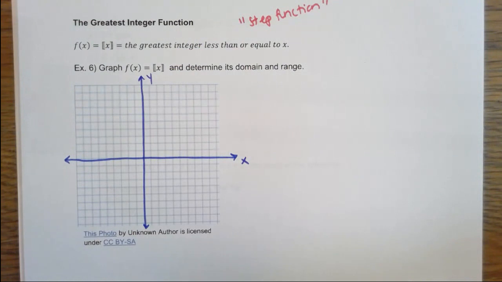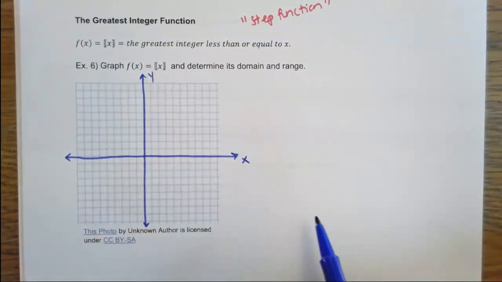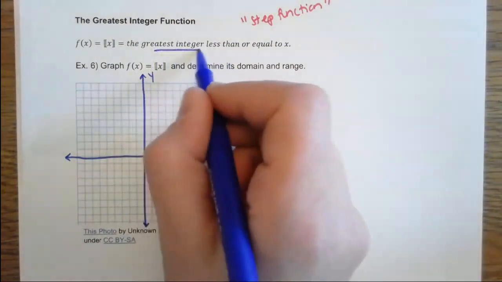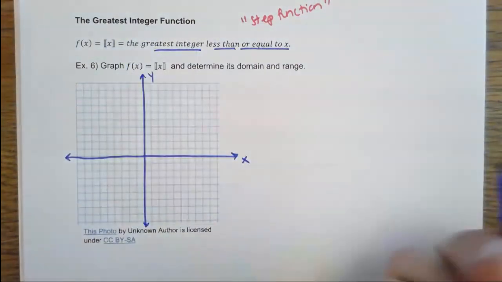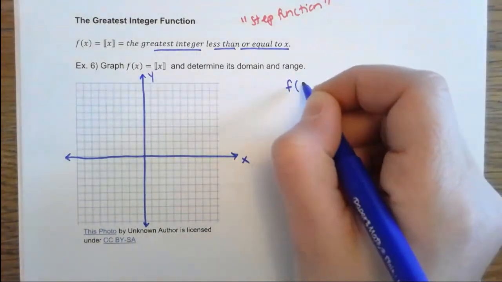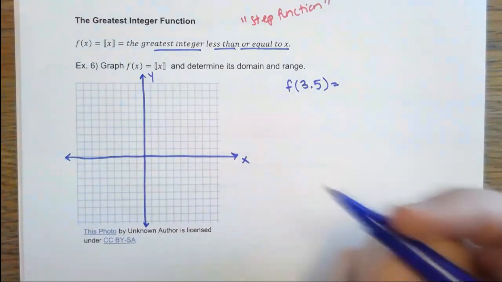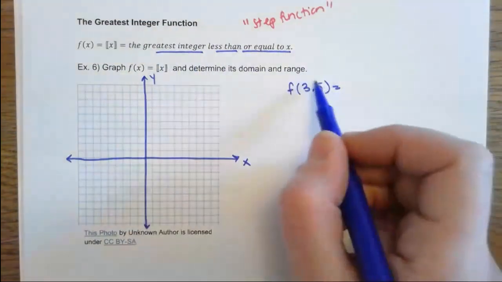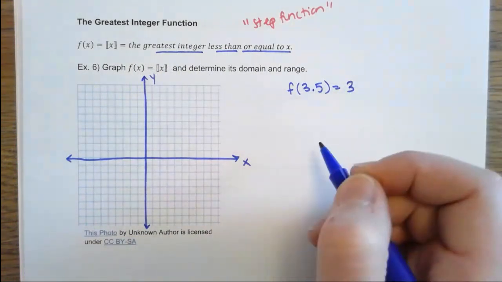So what the greatest integer function is, the notation we sometimes use is a double bracket, is it spits out the greatest integer that is less than or equal to whatever you plug in. So for instance, let's do f of 3.5. I'd ask myself, what is the greatest integer that's less than 3.5? Well, the answer is 3.